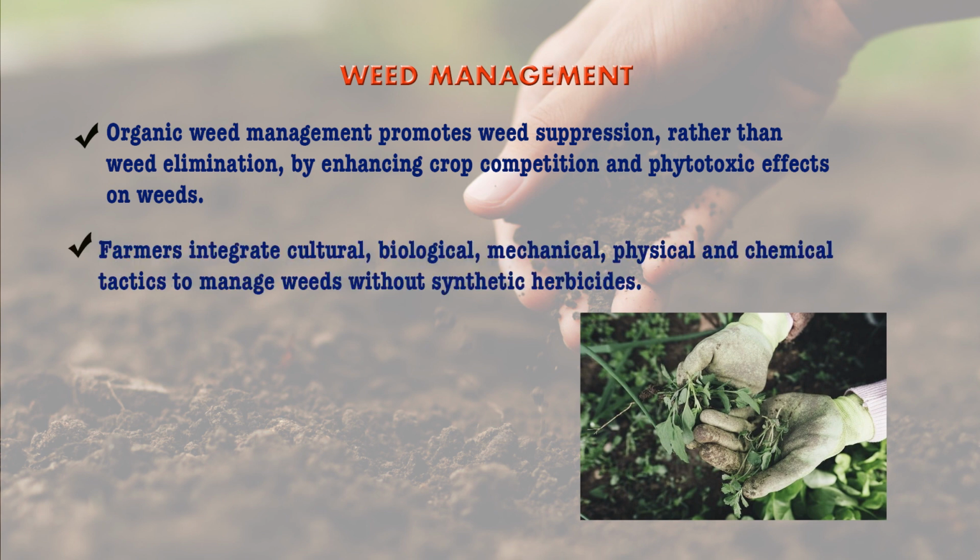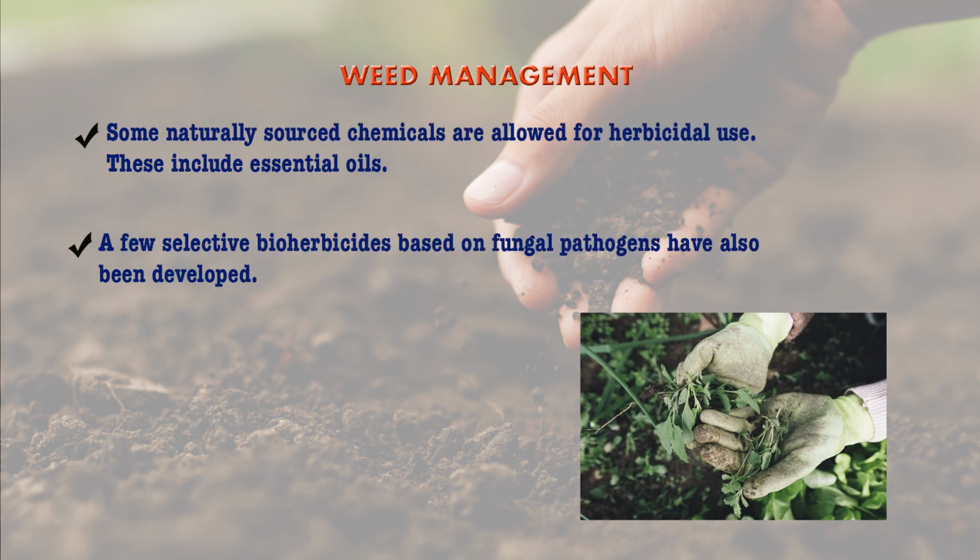Farmers integrate cultural, biological, mechanical, physical and chemical tactics to manage weeds without synthetic herbicides. Some naturally sourced chemicals are allowed for herbicidal use, and these include essential oils and a few selective bioherbicides that are based on fungal pathogens and also on viral pathogens. These have also been developed.